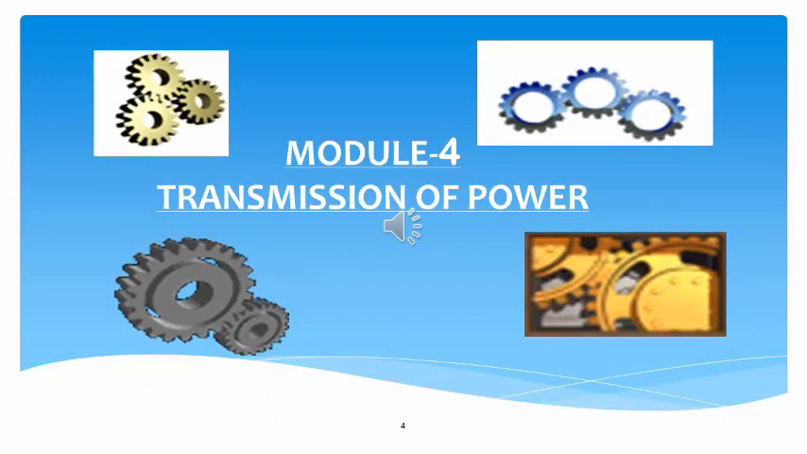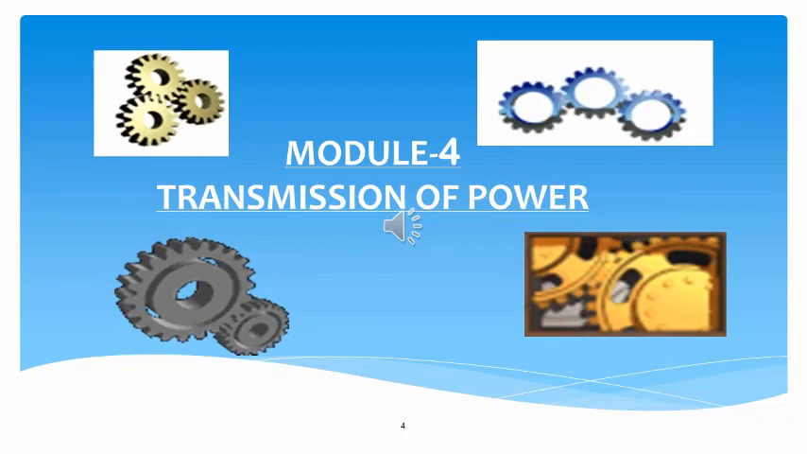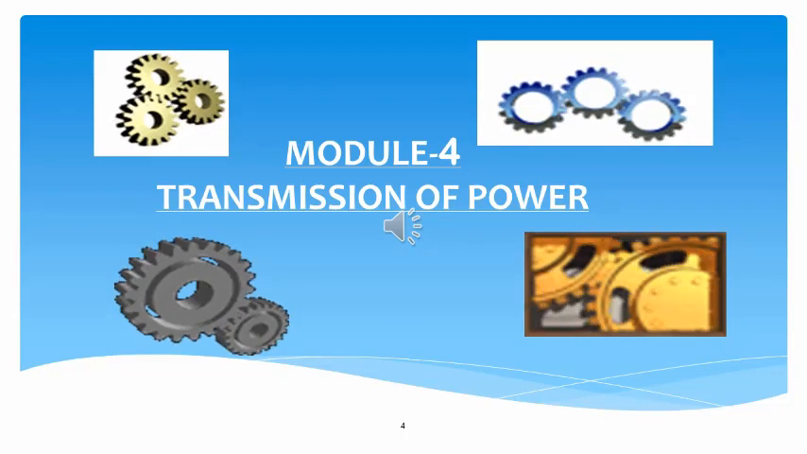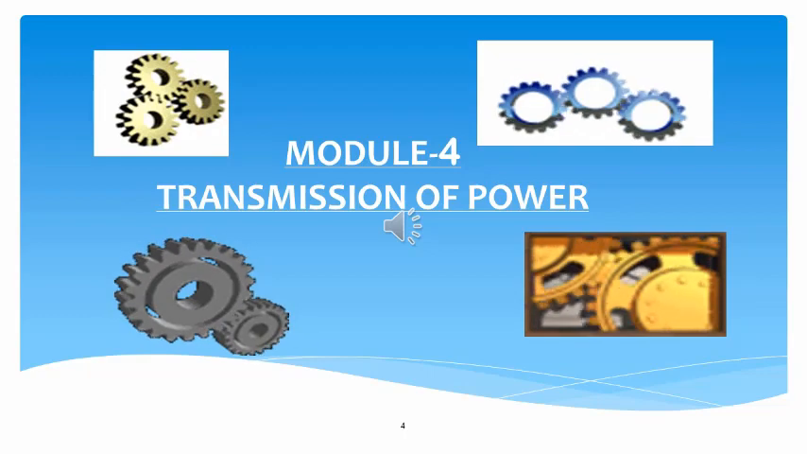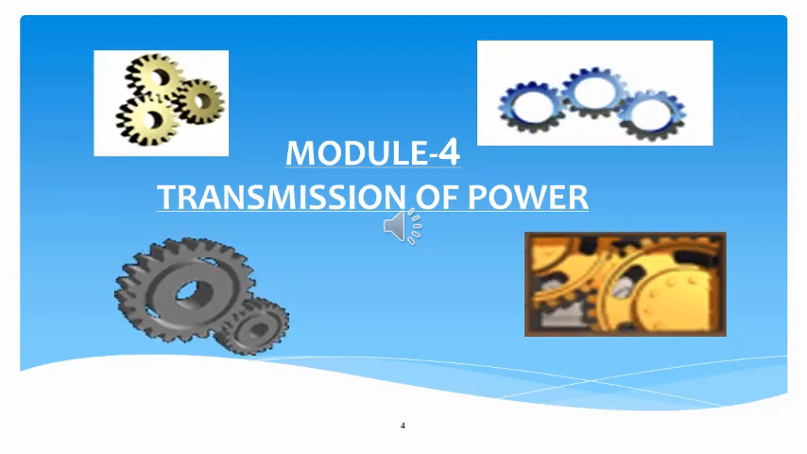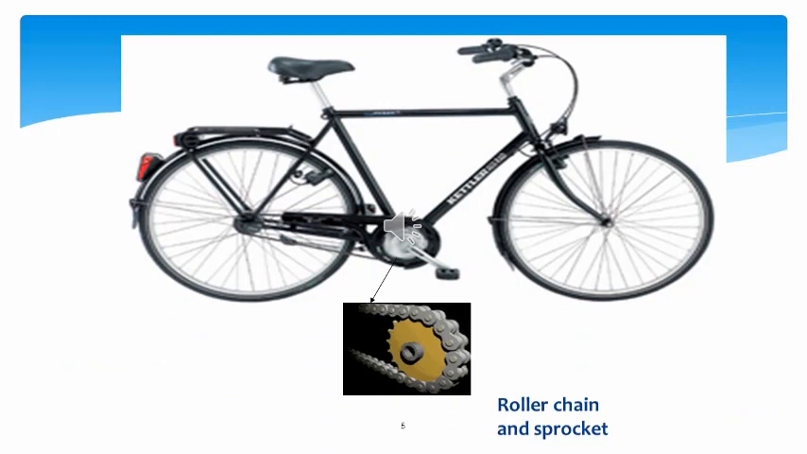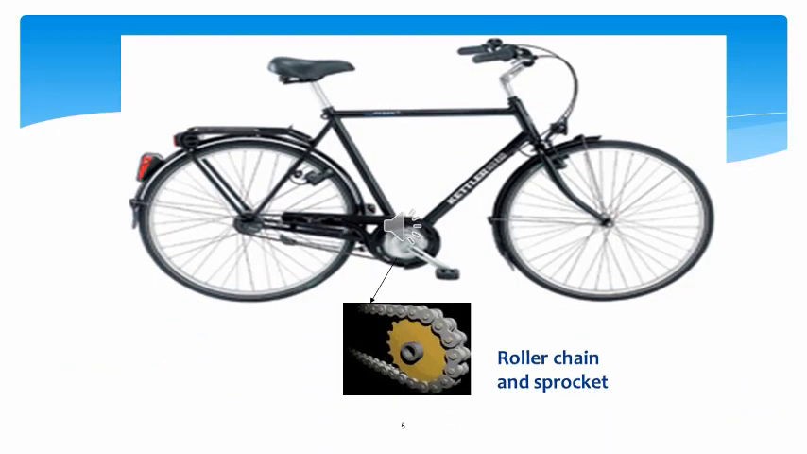So this forms part of your fourth module, power transmission. This is an example of power transmission using a chain drive. A roller chain and sprocket is used here in a bicycle, which most of you have seen and most of you have used. The same principle is used in motor driven vehicles also.